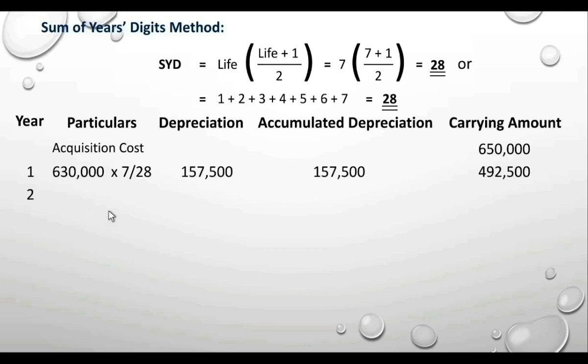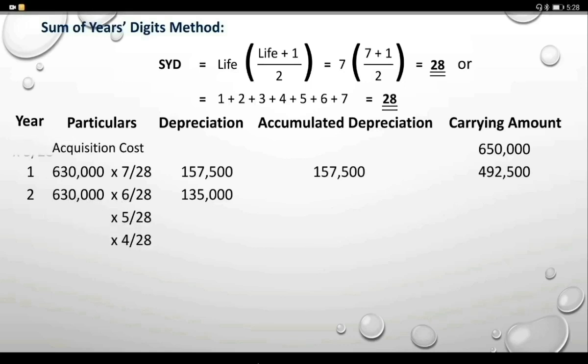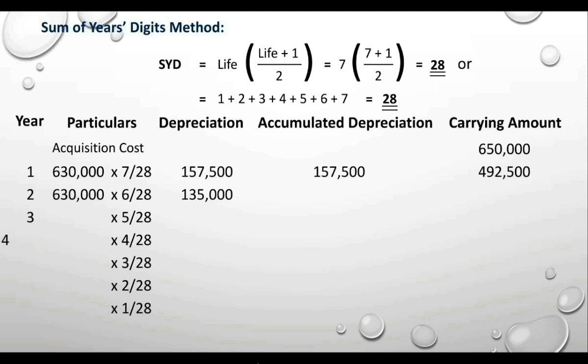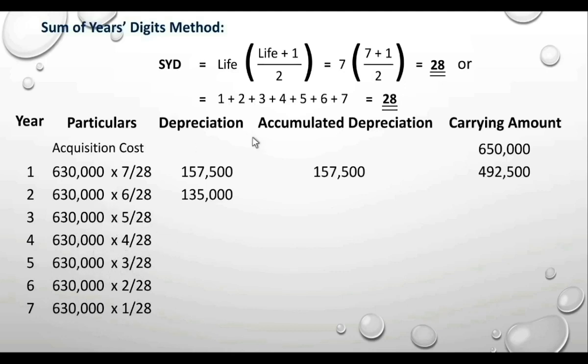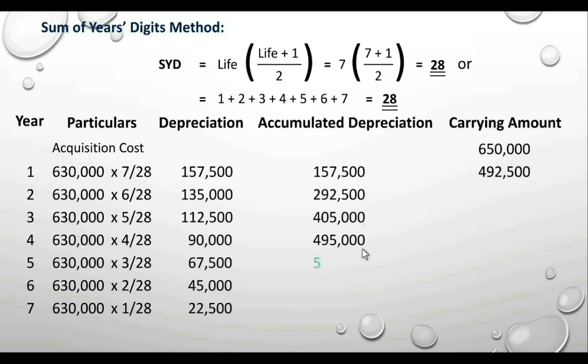Sa second year, yung 630,000 must be multiplied by 6/28 to determine the depreciation expense for that period. Kasi dapat pababa ng pababa ang numerator natin. 7 sa first year, 6 sa second year, then 5, 4, 3, 2, 1. From these computations, we can derive the depreciation expense for each of the remaining useful years of the machinery. The depreciation expense of 1 year plus the ending balance ng accumulated depreciation ng nakaraang taon equals the ending balance ng accumulated depreciation ng taon na yun.